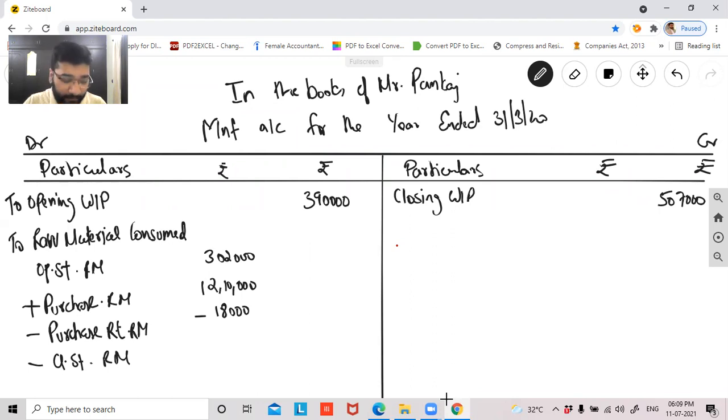Are you all getting 14,94,000? This is the total cost of raw material that we have invested into. Guys, can I take the entire 14,94,000 as my cost?